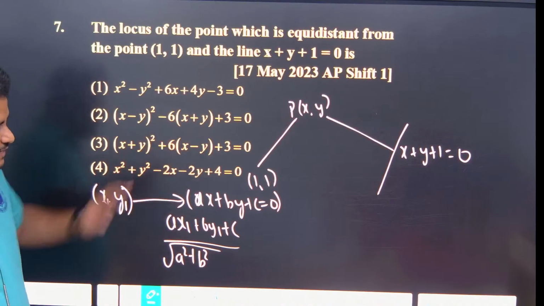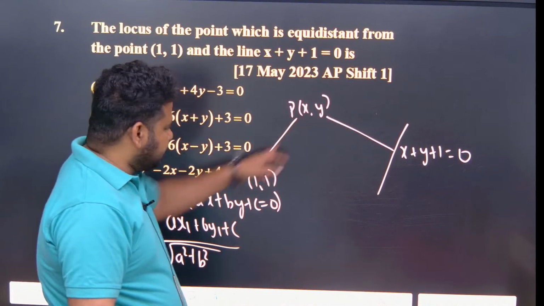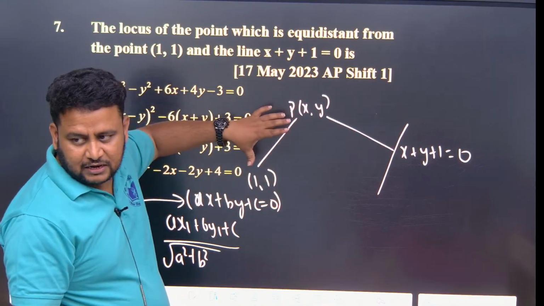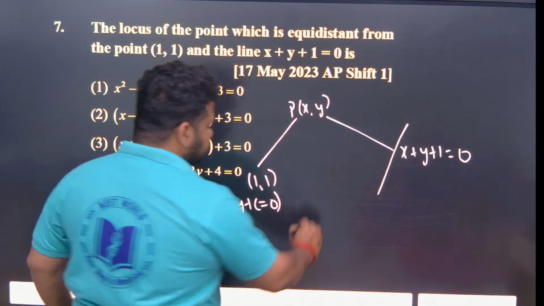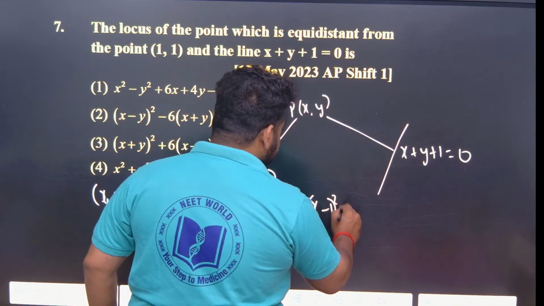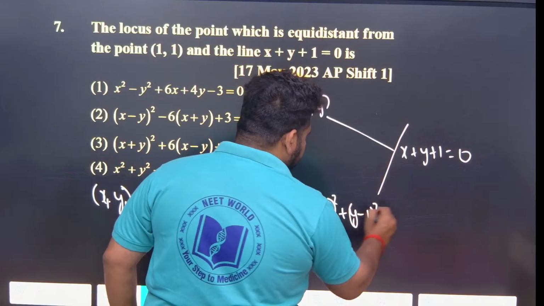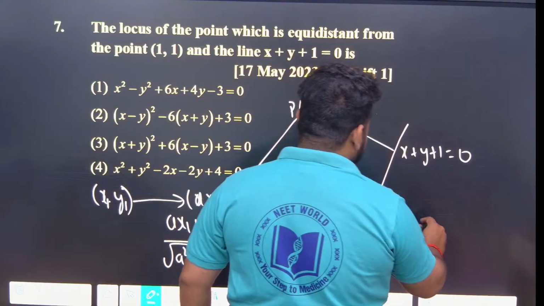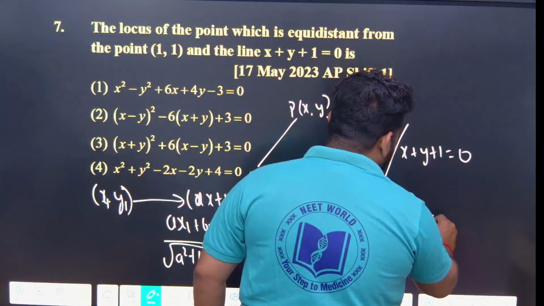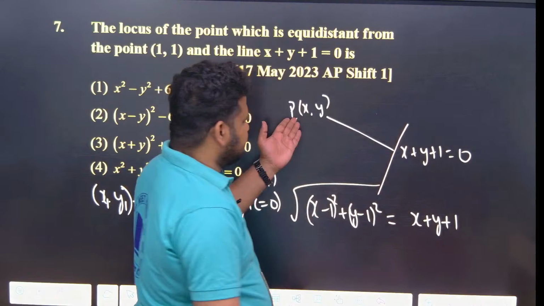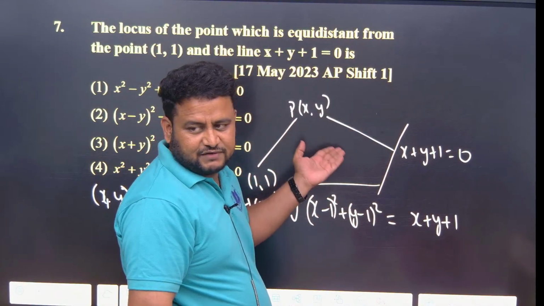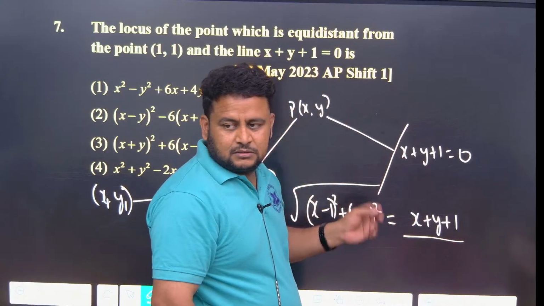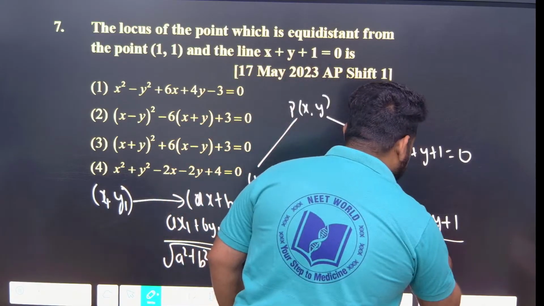So if I apply this here, this distance is equal to this distance. For this one, the distance formula is the square root of (x minus 1) whole square plus (y minus 1) whole square. This is equal to, applying the formula, x plus y plus 1, because here I have taken x and y only instead of x1, y1, divided by square root of a square plus b square, which is 1 plus 1, root 2. So this will become root 2.